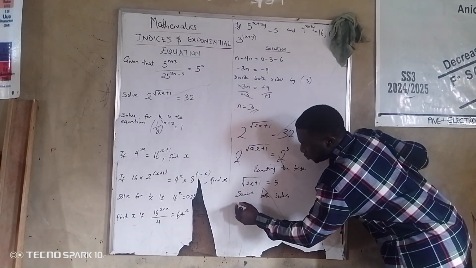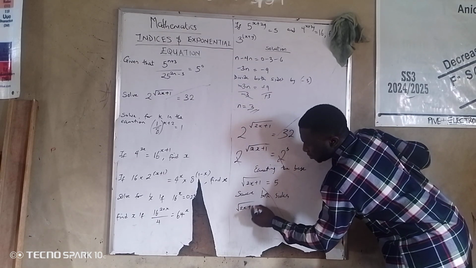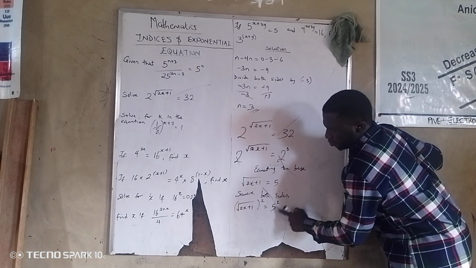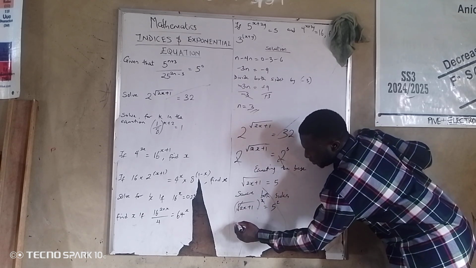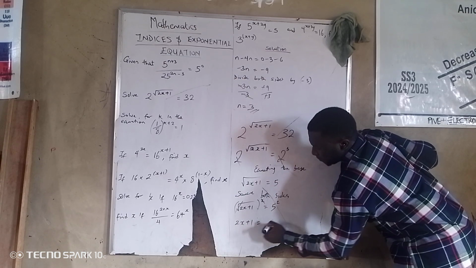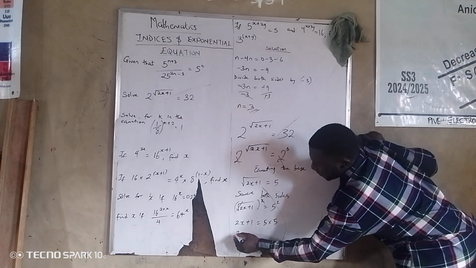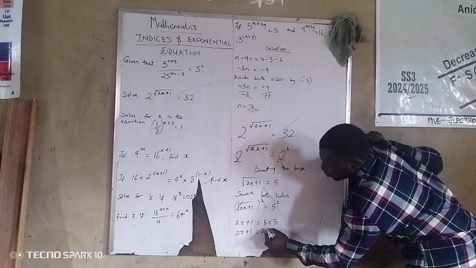So squaring both sides, you have the whole expression squared and 5 also squared. Squaring cancels the square root here, so you will be left with 2x plus 1. Then 5 squared means 5 times 5, which is 25. That's 2x plus 1 equals 25.